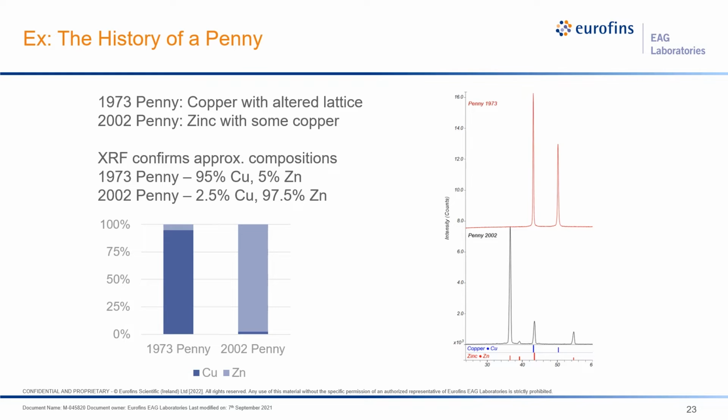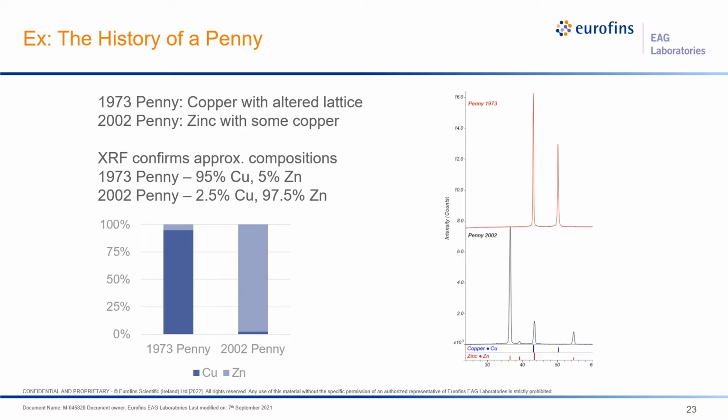We turned to X-ray fluorescence, a complementary technique that provides elemental information. XRF was then able to determine that the composition of the 1973 penny was largely copper, but it did contain a few % of zinc. So let's move on to the next penny, the one from 2002.